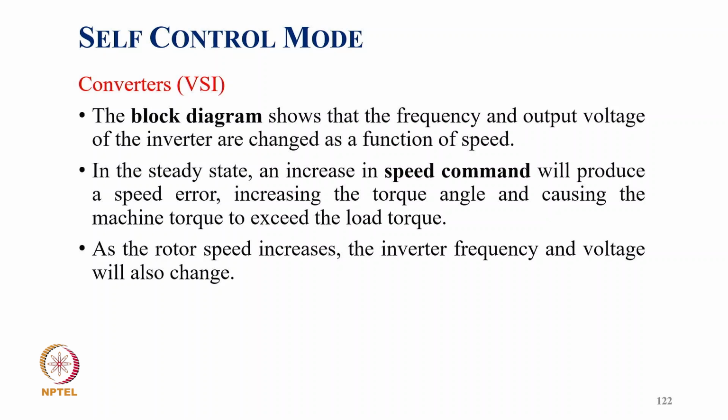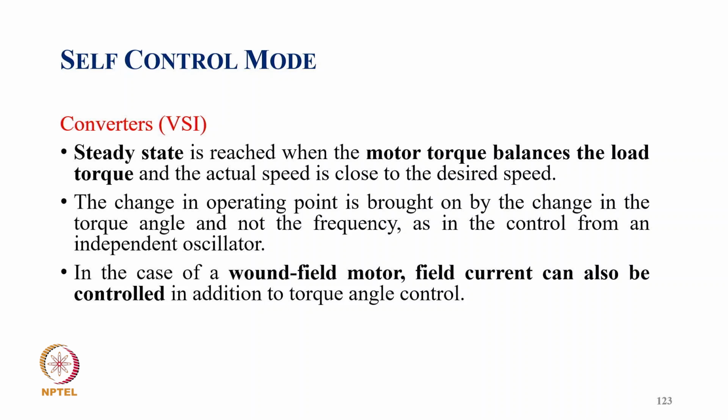So coming to the converter VSI, the block diagram shows the frequency and output voltage of the inverter change as a function of speed. In the steady state, an increase in speed command will produce a speed error, increasing the torque angle and causing the machine torque to exceed the load torque. As the rotor speed increases, the inverter frequency and voltage will also change. Steady state is reached when the motor torque balances the load torque and the actual speed is close to the desired speed. The change in operating point is brought on by the change in the torque angle and not the frequency, as in the case of control from an independent oscillator. In the case of a field-controlled motor, the field current can also be controlled in addition to the torque angle control.